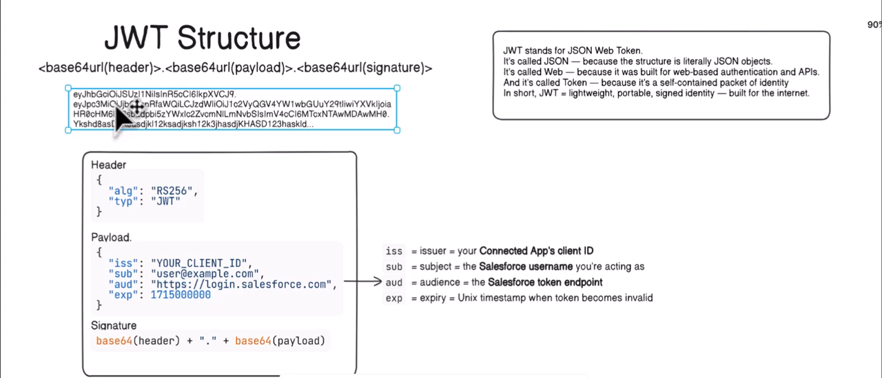So this encoded data is now URL friendly. It will not break the integration call if it is being sent either as part of the header or as part of the URL.